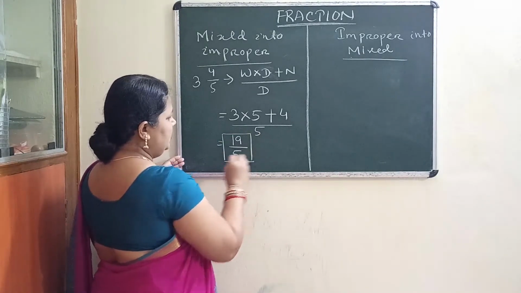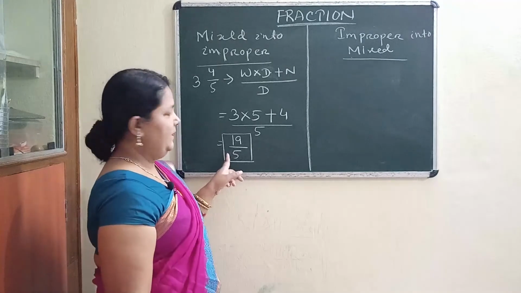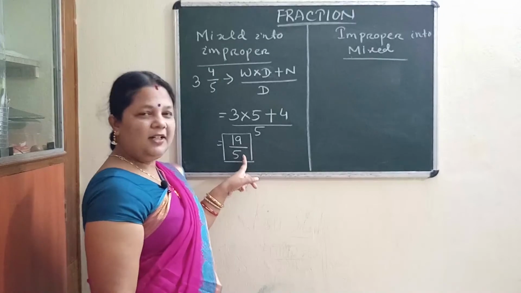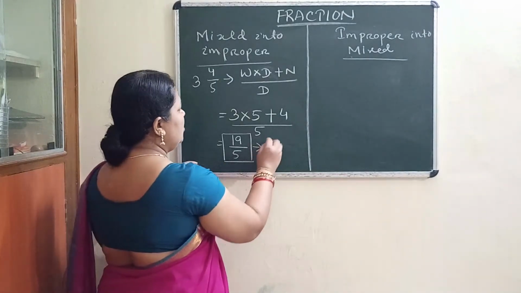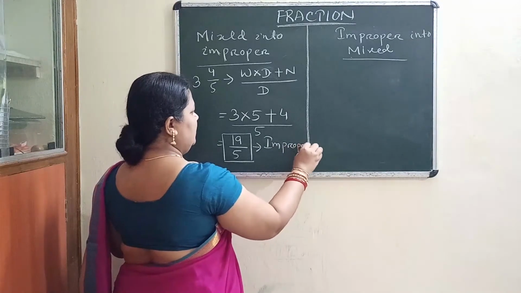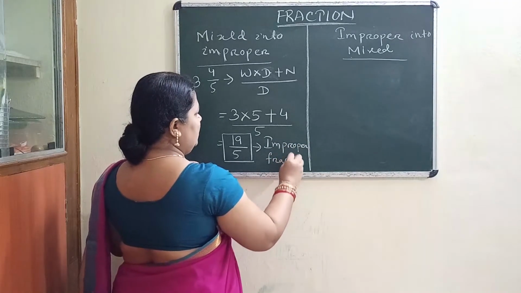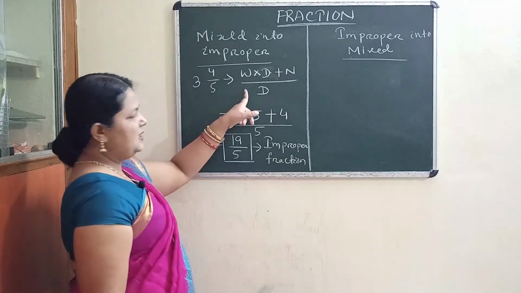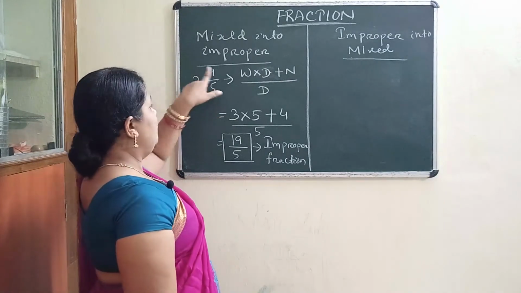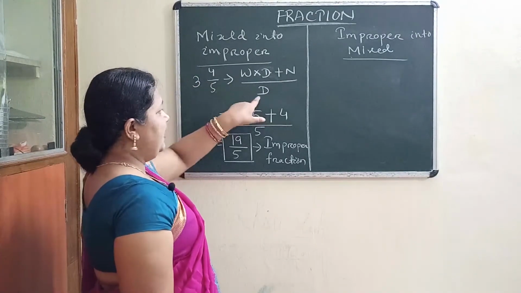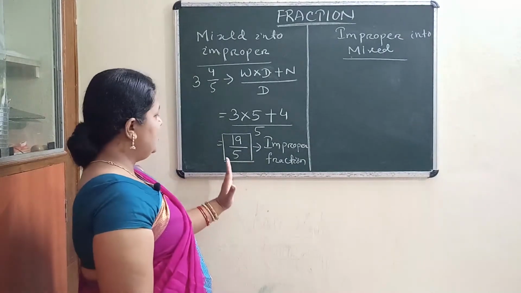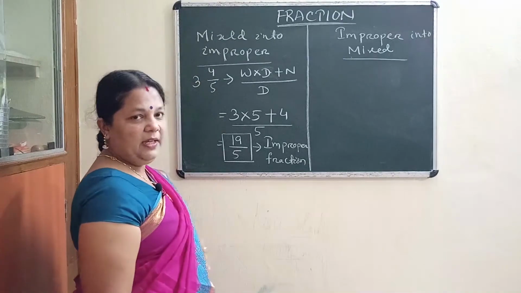So children, now tell me what type of fraction this is? Where the numerator is larger than the denominator, this is called your improper fraction. Improper fraction. Yes or no? So children, remember this formula: whole number multiplied with denominator plus numerator, divided by denominator, and we will get the improper fraction. This is conversion from mixed to improper.